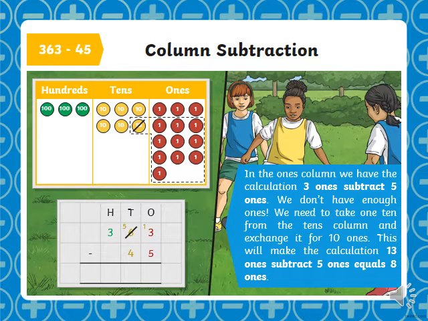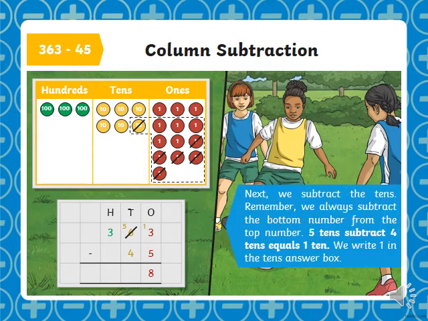If you look at my image there, I've taken 1 ten away and exchanged it for 10 ones and put them in the ones column. Now if you look at my column subtraction at the bottom, you can see that I've changed the 6 to a 5 and I've added that 1 extra 10 above. So we've now got 13 take away 5. We can now take away 5 from 13. We are left with 8.